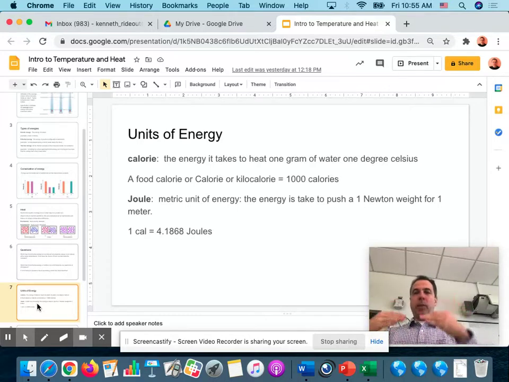So to translate between the two, you have this conversion factor. 1 calorie is 4.1868 joules. And that would be a conversion factor I give you if you need it, right?